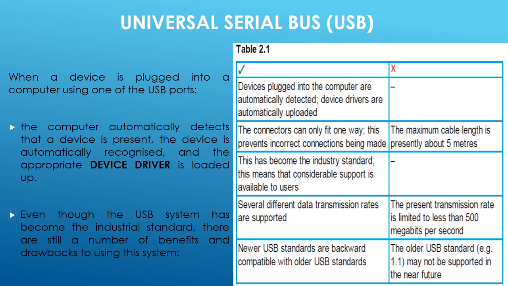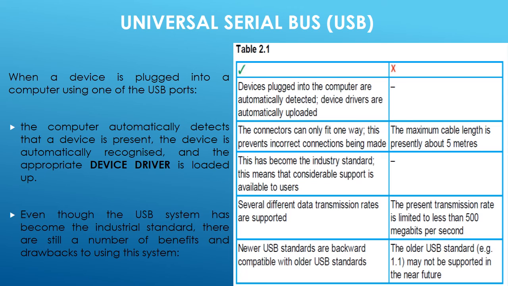The fourth benefit is several different data transmission rates are supported. And the fifth benefit is newer USB standards are backward compatible with older USB standards. This means that older USB ports can be used to run or to detect the newer USB devices.